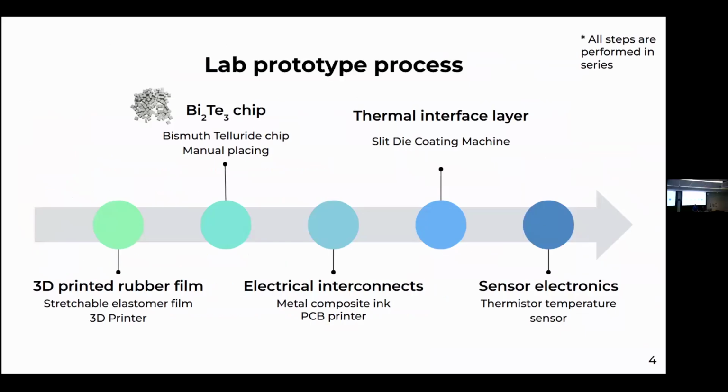Let's take a look at the base manufacturing process. We start by creating an elastomer film, and this acts as the flexible base of the device. This film is patterned with holes, in which we place the bismuth telluride chips, and these are the active components that allow for heating and cooling. Then we electrically interconnect it and add a thermal interface layer to improve heat transfer efficiency. And then we add our additional sensor electronics for temperature feedback.